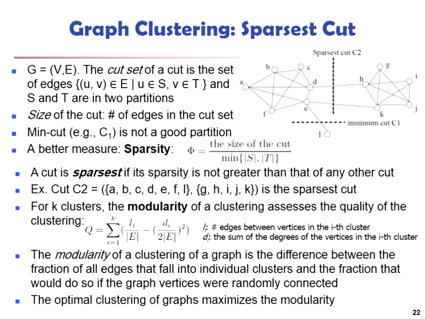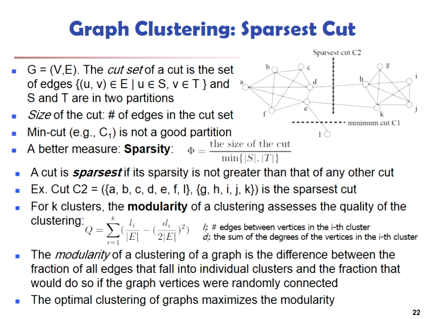Graph clustering, sparsest cut. So what's the meaning of sparsest cut? Here we have a graph with some vertices and edges. The cut set of the cut is the set of edges (u, v) where u belongs to S and v belongs to T, and S and T are two partitions.